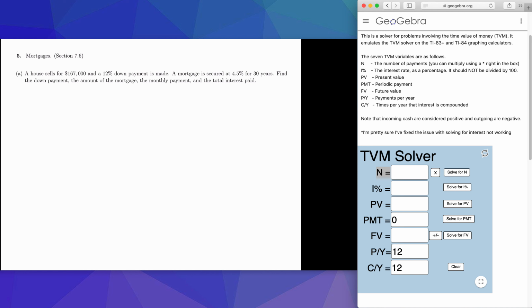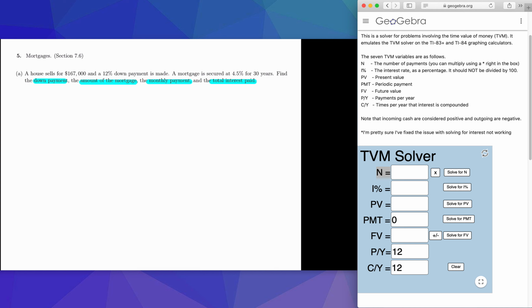This video is for Math 1001 Unit 2, specifically on Section 7.6 when we talk about mortgages. Let's look at this question. It says that a house is selling for $167,000 and a 12% down payment is made. A mortgage is secured at 4.5% for 30 years. We want to find the down payment, the amount of the mortgage, the monthly payment, and the total interest paid.